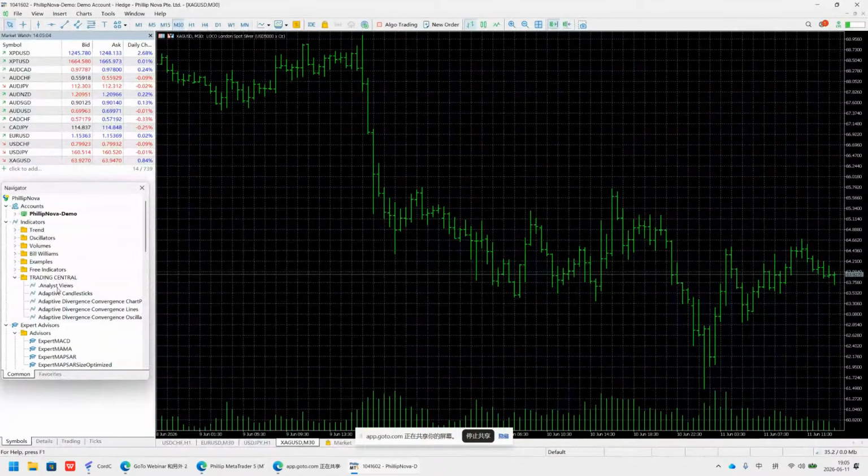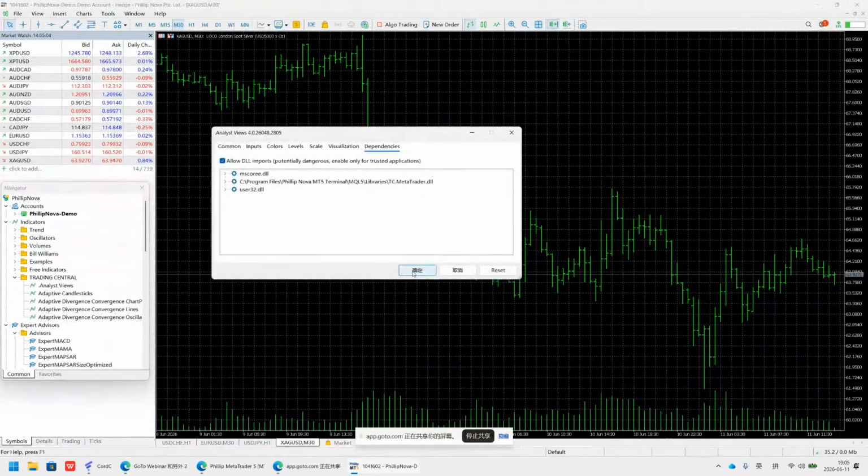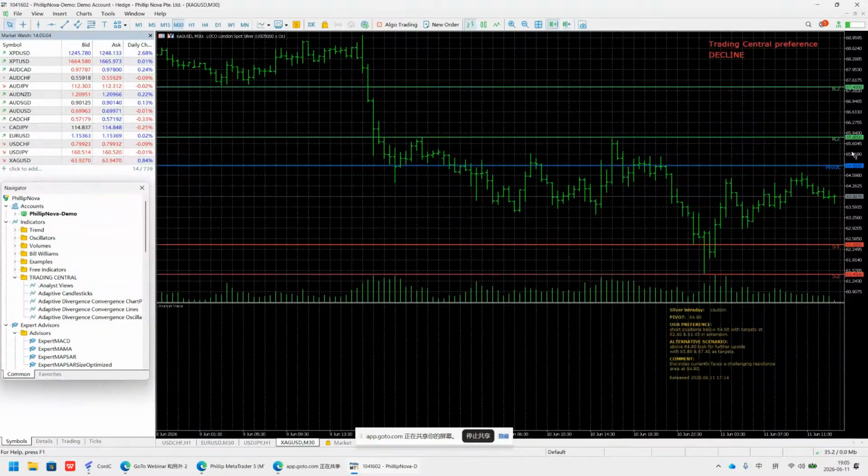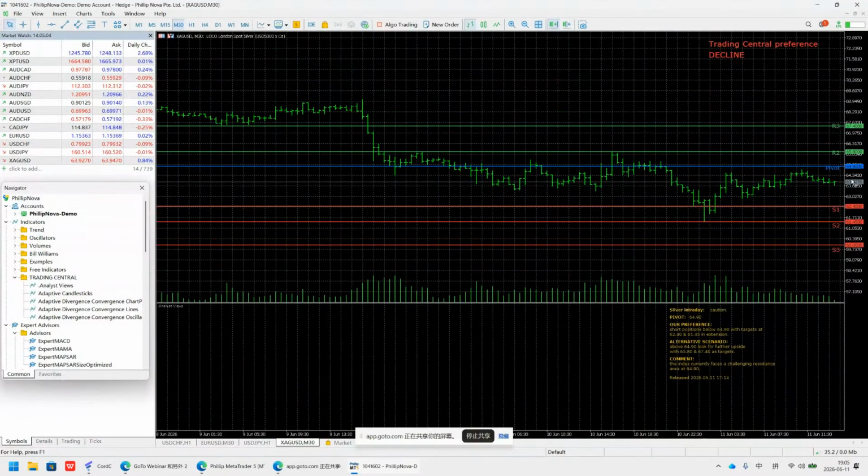Firstly, let's look at analyst views. If we drag it to our chart on the right-hand side, we press OK to continue, and now we can see that our analyst views is displayed on the instrument at the top right corner. By default, it's green for bullish trend and red for a bearish trend.